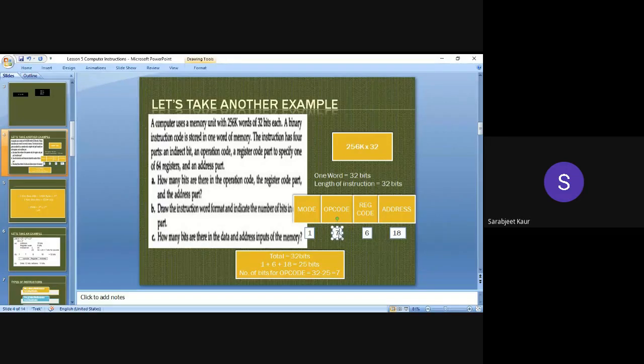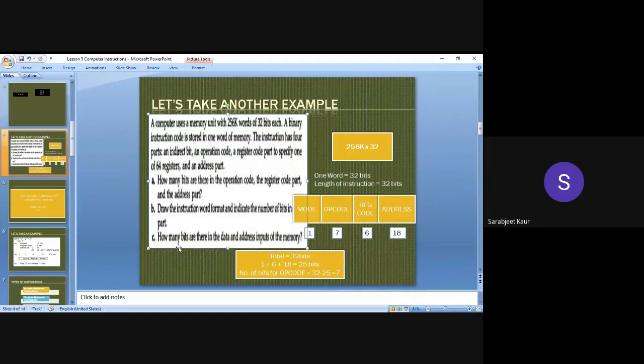So the next part of the question says draw the instruction format and indicate the number of bits in each part. So we have already done that. You can see that on the screen. Is there any problem here? No, ma'am.